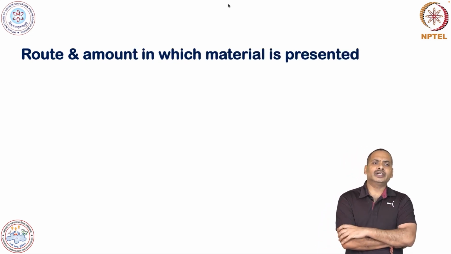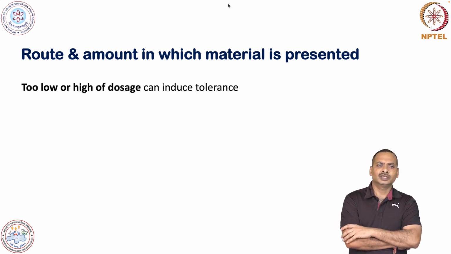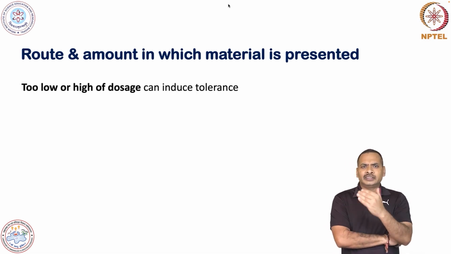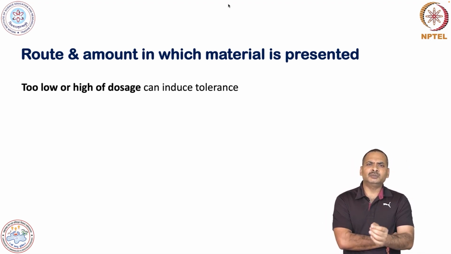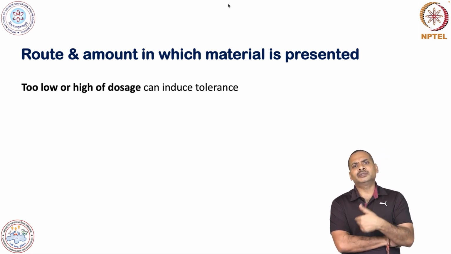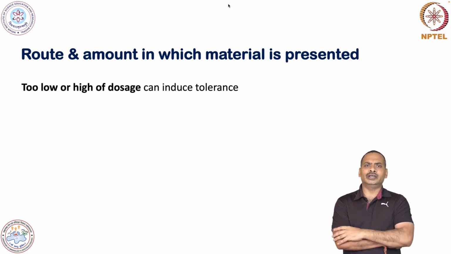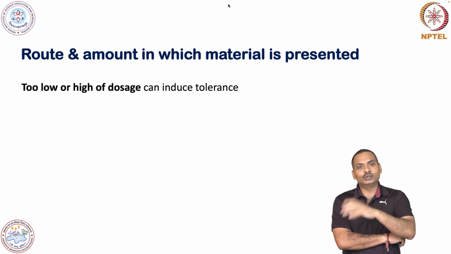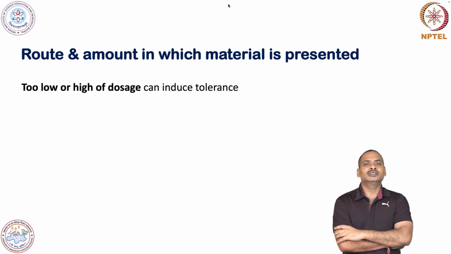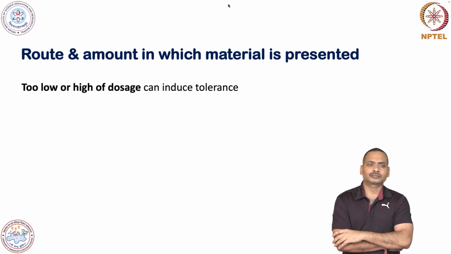Another is the route and amount in which material is presented. So as I told you, if there is an extremely low amount of antigen, that will basically induce tolerance. Too low and too high. So it is very important to find out the correct dosage of a particular antigen or immunogen.